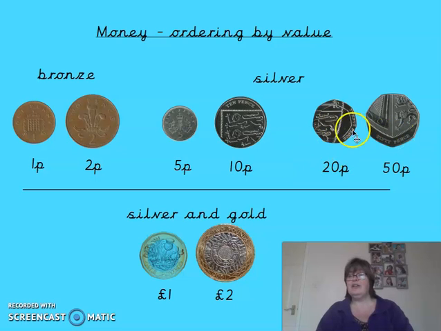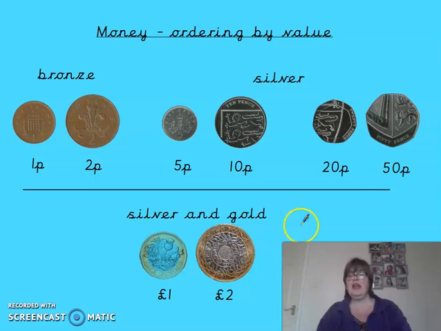Then we look at our vertices coins, they're still silver. We have 20p and 50p. Remember, the smaller one is the less value, the larger one is the greater value. Then we go on to our silver and gold, and silver and gold are different because they're not p anymore. Instead of having a p after the number, we have a weird pound sign in front of the number. So we have £1 and £2.